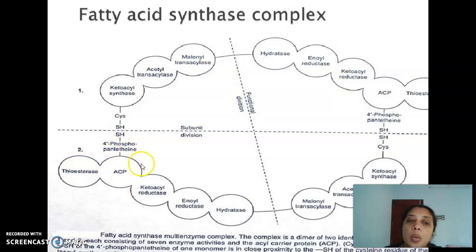This is monomer 2. This is monomer 1. This is monomer 2. Monomer 2's ACP is here. So ACP has 4-phosphopantetheine. That also has an SH. Clear? So cys-SH and pan-SH are facing towards each other. So this is the head, this is the tail. This is monomer 1's tail, this is monomer 1's head. So both are acting in a head to tail fashion.